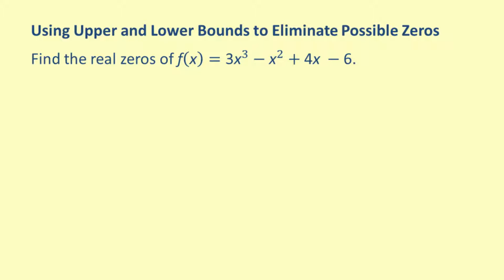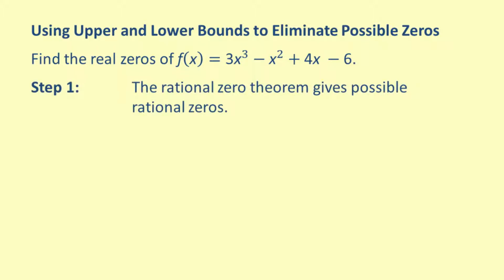In this example, we will use the upper and lower bounds to eliminate possible zeros. Find the real zeros of f of x equals 3x³ − x² + 4x − 6. Step 1. The rational zero theorem gives possible rational zeros.